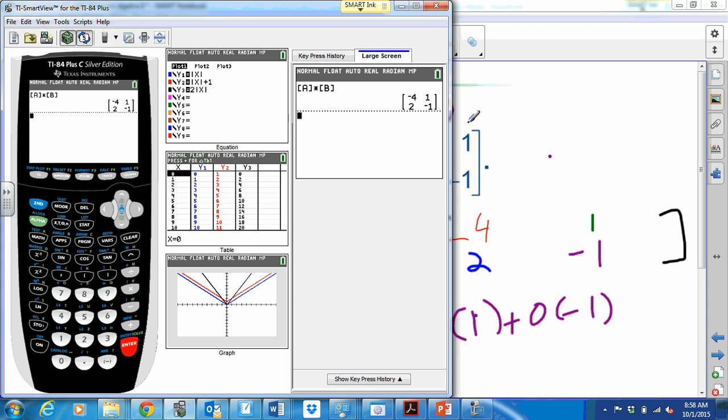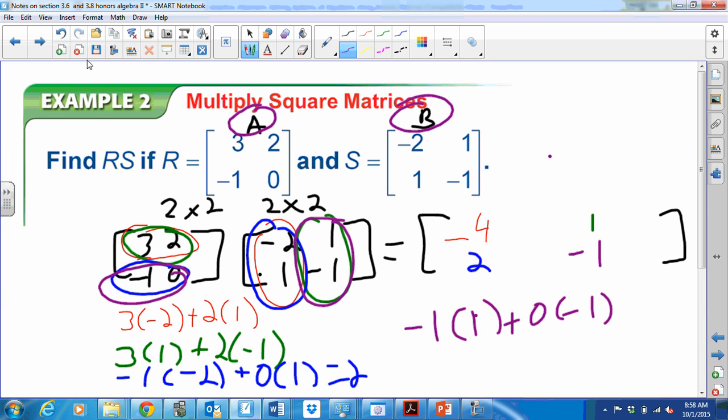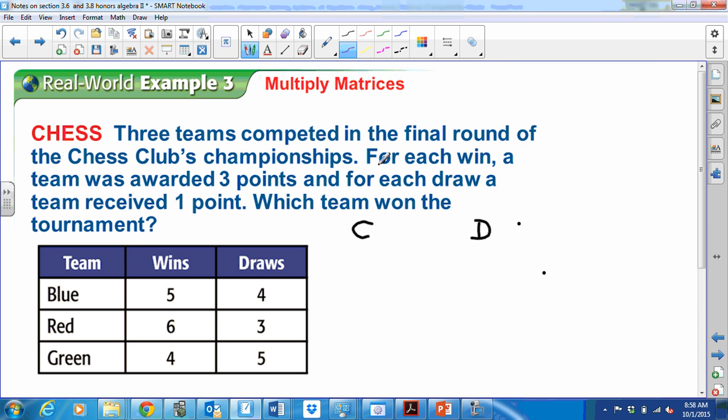So moving on, close that out for a second. 3 teams competed in the final round of the chess club's championships. For each win, a team was awarded 3 points, and for each draw, a team received 1 point. So which team won the tournament? First thing you need to do is know how you're going to make the matrices. And so the first matrix is just going to be a matrix that's 3 by 2 with the wins and the draws. So 5, 4, 6, 3, 4, and 5.